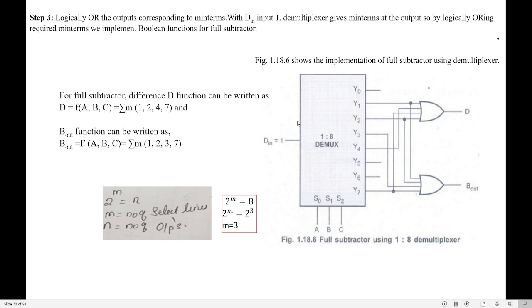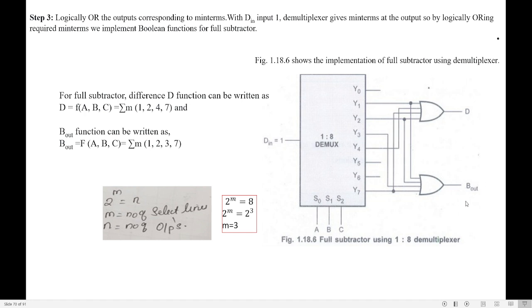Now let us do it for difference. Difference is 1, 2, 4, 7. So take 1, take 2, take 4 and take 7, connect them to an OR gate, and you get your difference. Now how do you get 1, 2, 3, 7? Borrow is 1, 2, 3, 7. Take your 1, take your 2, take your 3 and take your 7. Alright, you get the sum of the minterms.